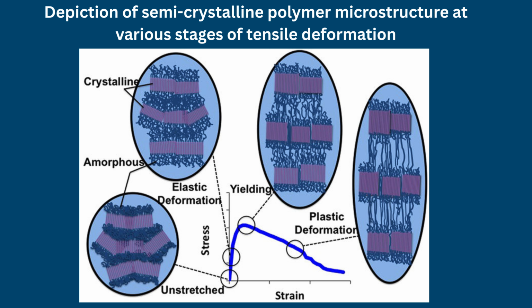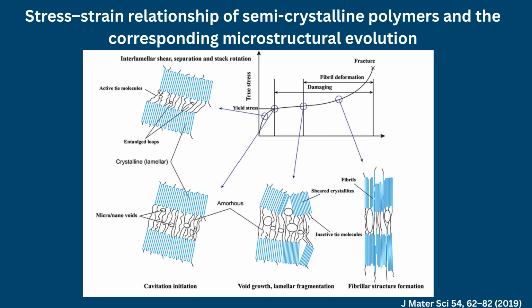In contrast, when tie molecule connectivity is insufficient, deformation becomes highly localized at crystal-amorphous interfaces, promoting cavitation, interlamellar separation, crack initiation, and rapid fracture at relatively low strain. Consequently, even a low Tg semicrystalline polymer can be brittle if its crystalline domains are inadequately connected.